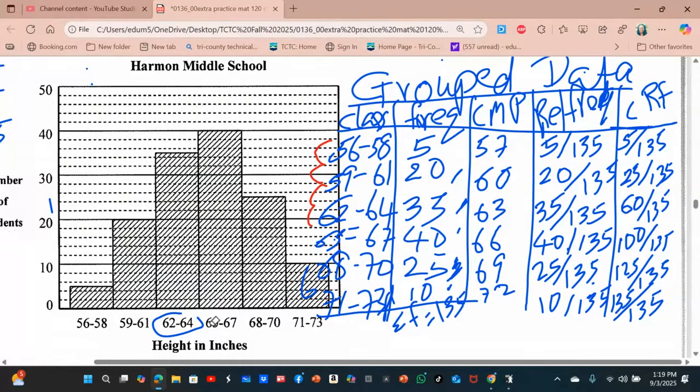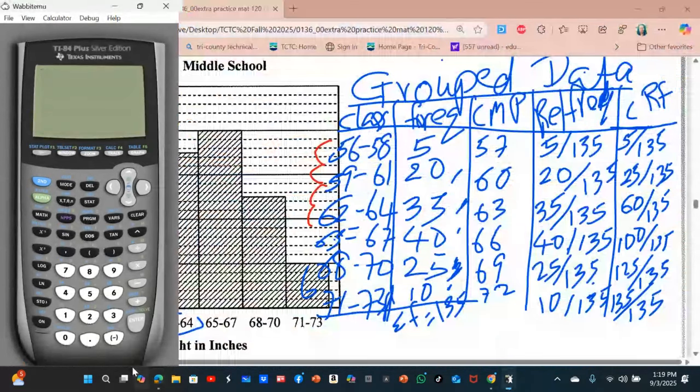Now the next thing is draw a box plot of this grouped data and find the 5-number summary. Whenever you are given grouped data to find the 5-number summary, go to Stat, Edit, and then put in the class midpoint in L1 and frequency in L2. In other words, the first list is your class midpoint. The second list is your frequency.